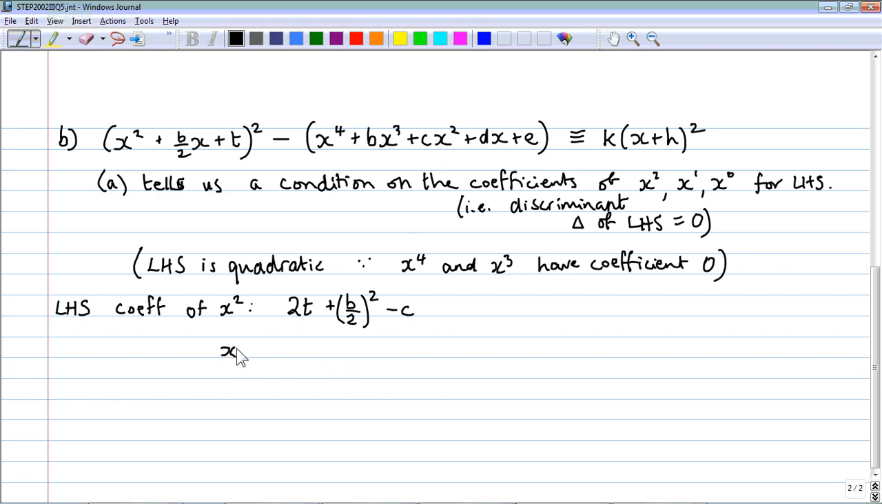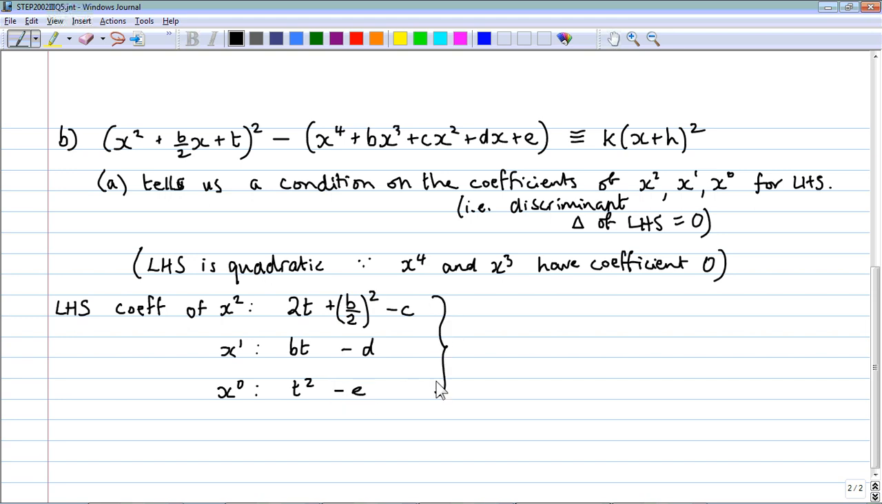The coefficient of x to the power 1, well, here we would only get x to the power 1 by multiplying this term and this term. So we get b over 2 times t times 2, so that's bt. And here we get minus d. And the constant term on the left-hand side will be t squared. So constant in this part is t squared, and then minus e.